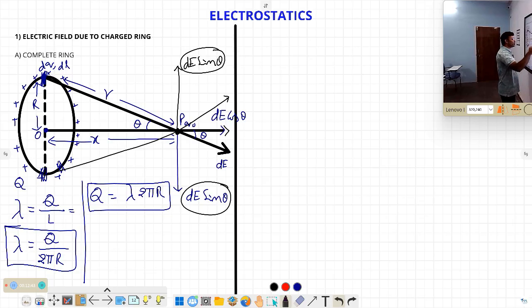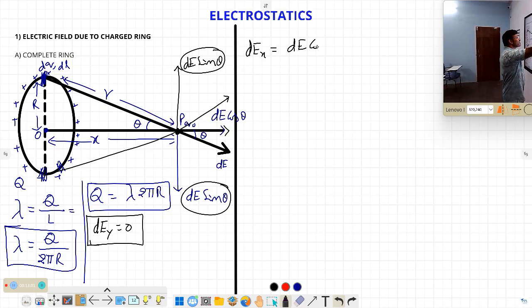So that's why both will be cancelled. There is no electric field along the y-axis, due to cancellation. So we only have an electric field along the x-axis, that is dEx, which is simply dE cos theta. If you find this dE cos theta, that is over. Now we have to integrate dE cos theta over the complete length of the ring.